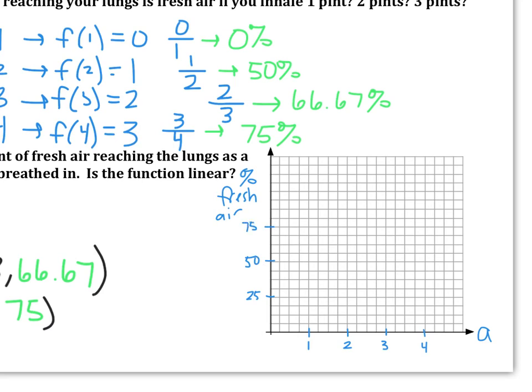Now when we plot these, we have the point 1, 0. We have the point 2, 50. We have the point 3, 66.67, so about here. And then at 4, we're at 75%. If we connect these, we should get a graph that looks something like that.